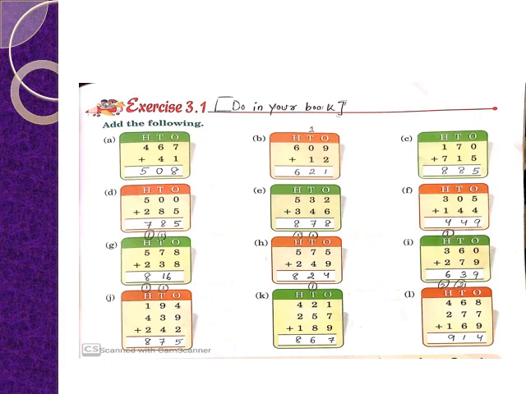Bit number I, 360 plus 279. 0 plus 9, 9. 6 plus 7, 13. 3 carried 1. 3 plus 2, 5. Plus 1, 6. Bit number J, bit number K and bit number L you have to do by yourself. Then you come here to check the answer without taking anyone's help.